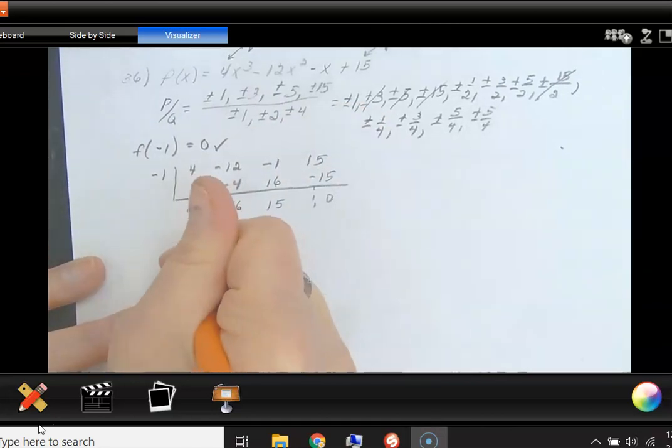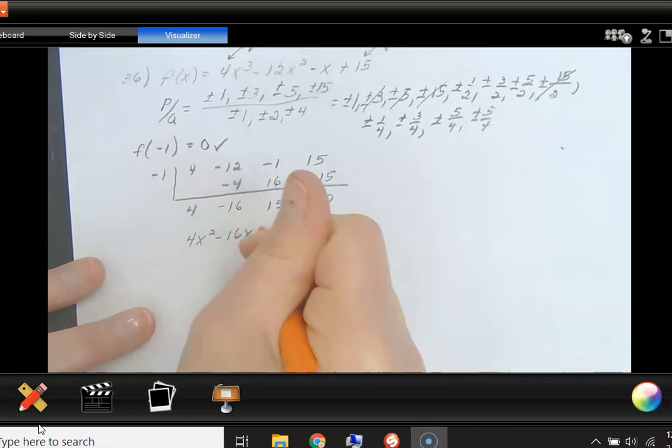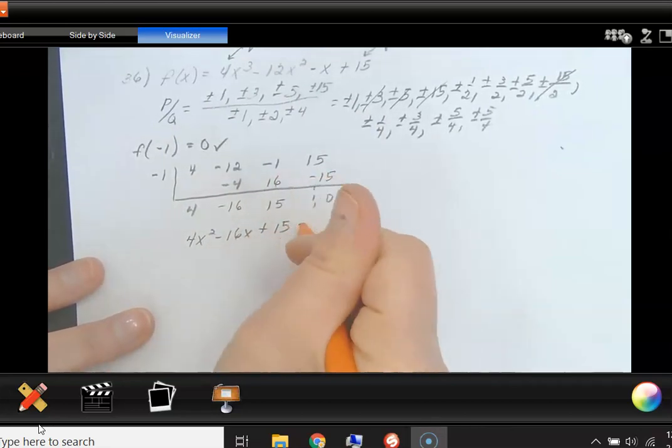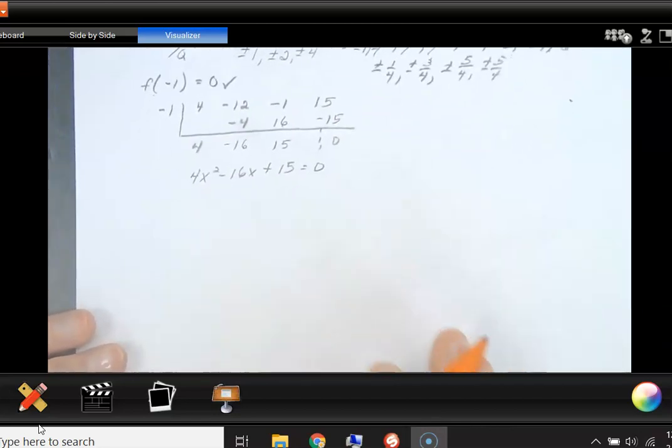Okay, leaving us with 4x squared minus 16x plus 15 equals 0. And we can try to factor that.